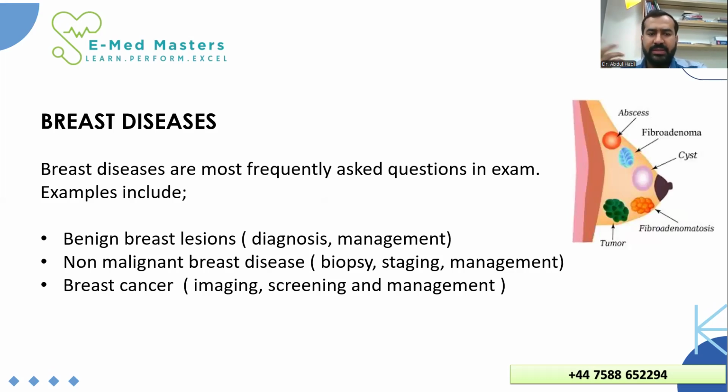Breast diseases are the most frequently asked questions in the exam. You will face at least four questions related to the breast in your exam. What kind of questions might they ask? They might ask about common benign breast lesions, how you diagnose them, how you manage them, certain benign conditions. And now we are discussing the non-malignant diseases, like how you biopsy them, when to do the TrueCut, when to do the FNAC, what is the advantage and disadvantage of biopsy, and when will you do the lymph node biopsy, when will you do it and when will you not do it.